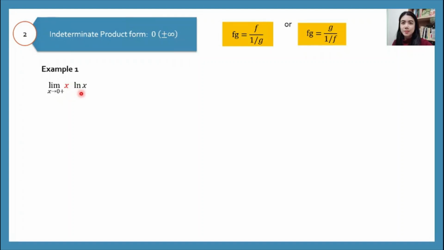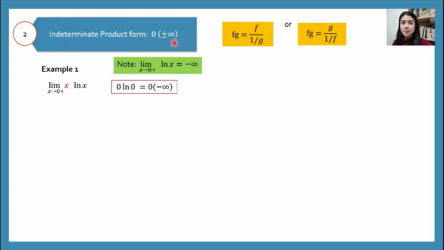So what happens if you substitute the 0 inside them? You see that you have 0 multiplied with ln 0. So x gives you 0, and ln 0 will actually give you negative infinity. So you have a case of 0 multiplied with negative infinity. So when you have this case, you're going to apply either this or this.